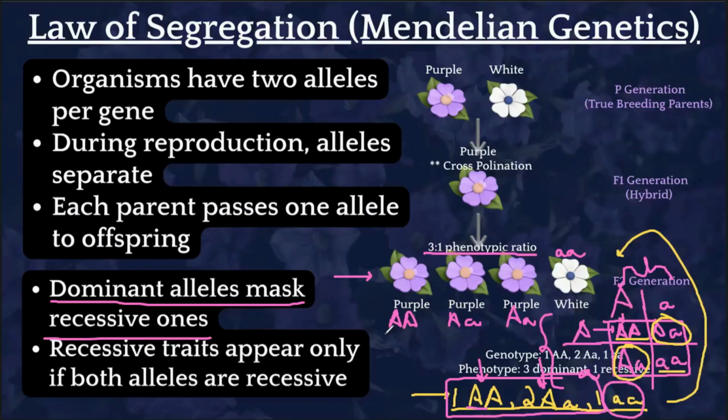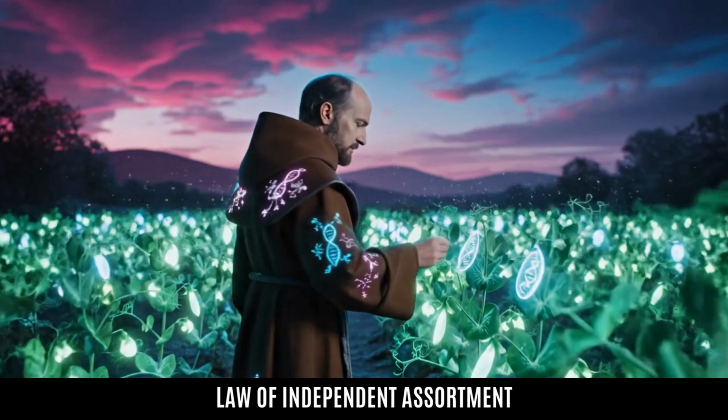Basically, what happens is the recessive traits appear only if both alleles are recessive, and that only occurs with the little a, which is the reason why we only see white once. This means phenotypically we have 3 purple for every 1 white, and that's what the law of segregation indicates in this section here.